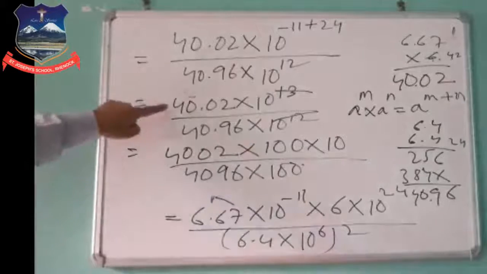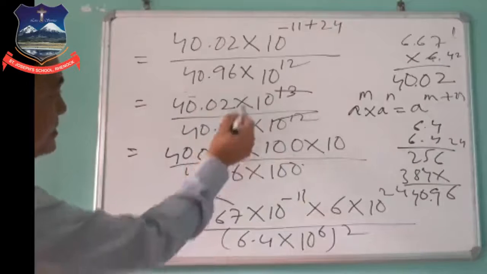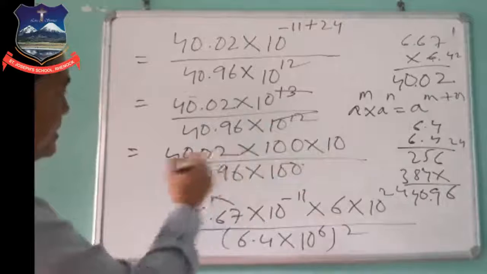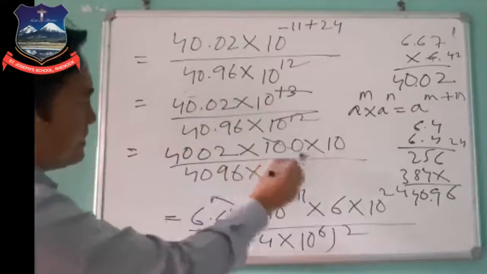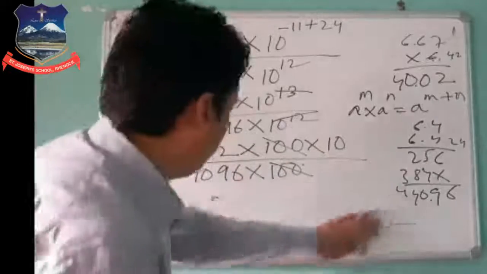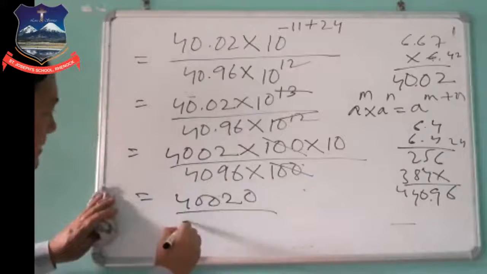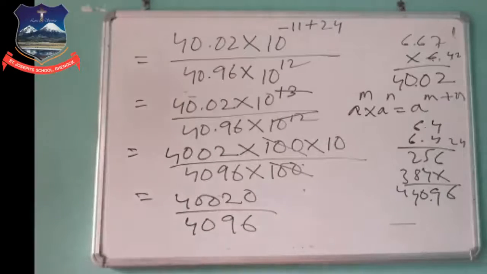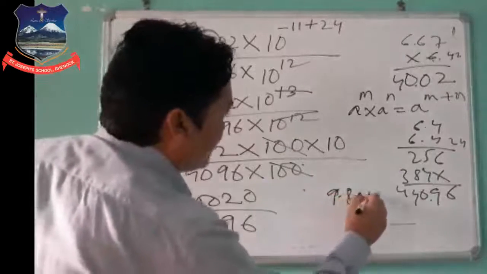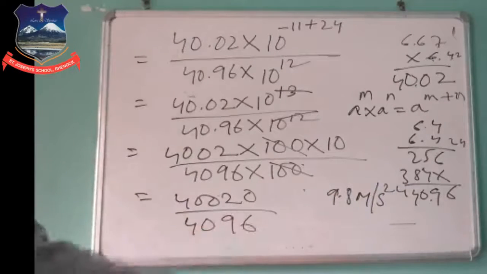Look here. 4002 into this 100, I am cancelling, this 100 will go up here, 100 into 10 will come here, divided by 4096 into, after removing the decimal, 100 will come, this cancels here. Therefore, now you can do 40020 divided by 4096. When you divide it, the value will come as 9.8 meters per second square. Is it clear? This is the value. This way you can find the value of acceleration due to gravity.